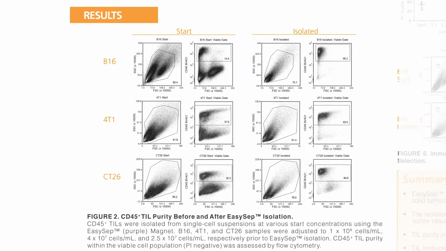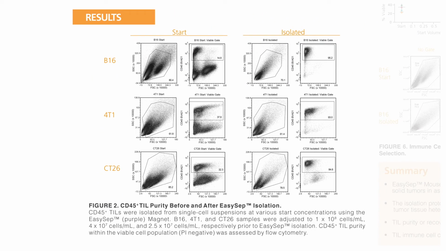To assess TIL purity, we first apply a cell gate, followed by a viability gate, which gates on PI-negative populations that is not shown here.